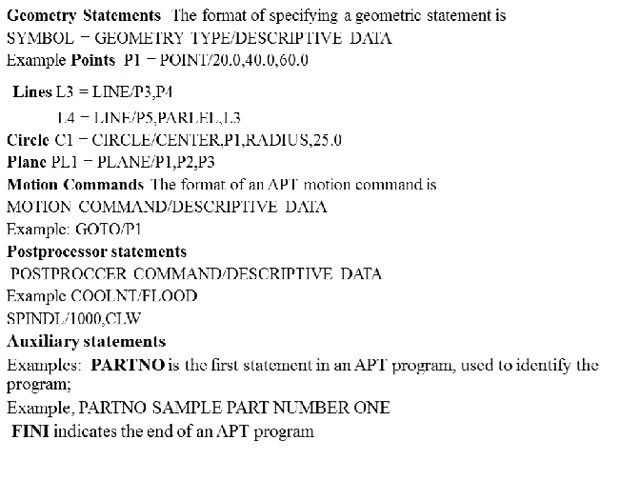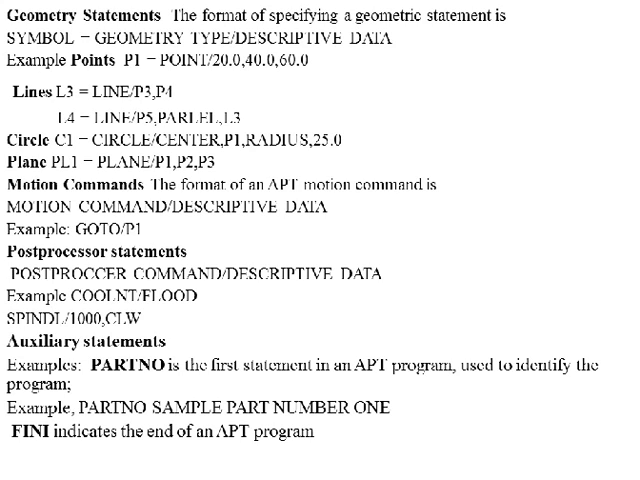The fourth one is the auxiliary statement. Auxiliary statements are used just to specify things such as part numbers. Why do we make use of a part number in a program? It is used for identifying the part that is produced. The part number is always the first statement in an APT program, and it is used to identify the program. Similarly, we may use FINI, which is an abbreviation of finish. FINI indicates the end of the APT program.